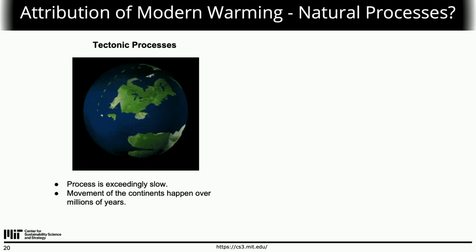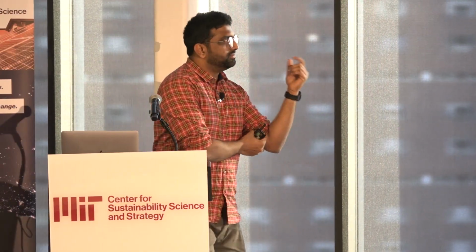The movements of these continents happen over millions of years, and this is not really a reason why the climate change has happened over the last 100 or 200 years. And one more reason for the Earth being warm millions of years ago is that there was no ice on the planet. That also is one of the reasons why the Earth was much warmer millions of years ago, as there was no permanent ice.